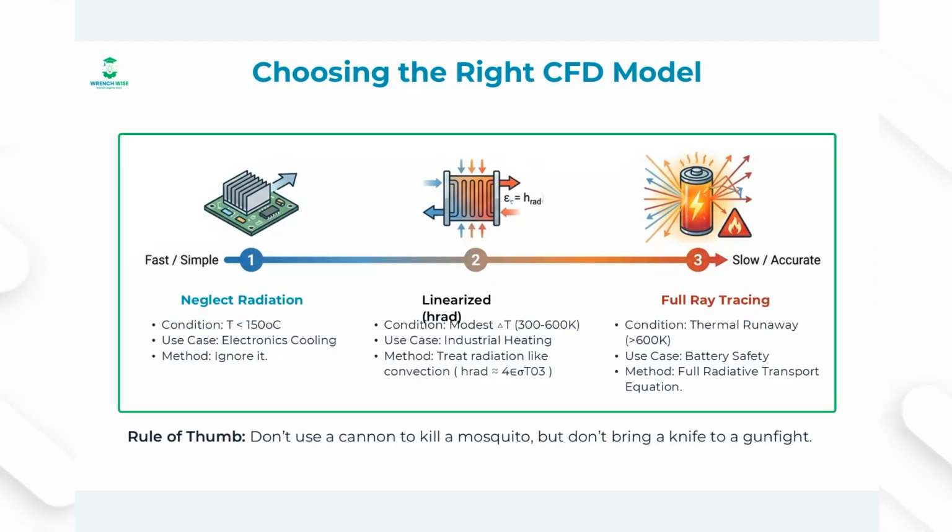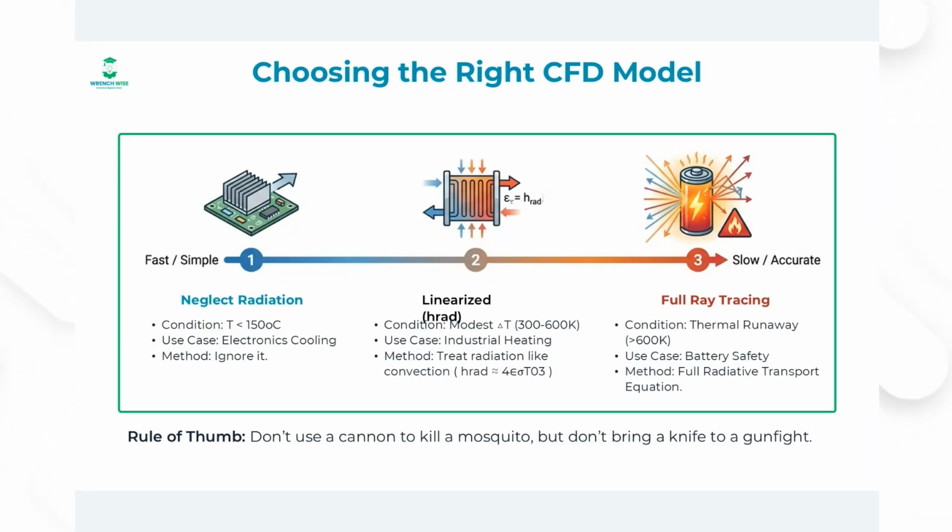Option 2, this is the linearized model or the middle ground. Now, this condition essentially is what happens when temperatures are between 300 to 600 Kelvin, like your industrial heating or your steady state engine warm-up. In these cases, we cheat physics slightly. We take the complex T to the power 4 behavior and force it into a linear coefficient. This is similar to how we handle convection. This essentially gives us decent accuracy without heavy computational penalty, provided that temperature differences are not too wide.